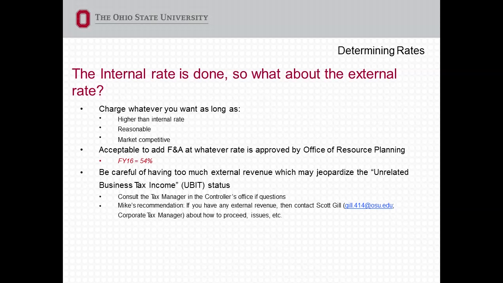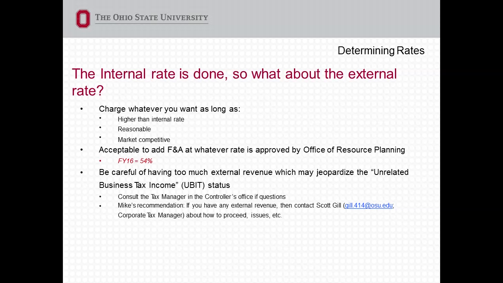So a couple quick slides before we go through this budget template. Now that the internal rate is done, what do you do for the external rate? You want to make sure you charge higher than your internal rate. You can't charge external people lower. It wouldn't be allowable to OSU, and it would make NIH mad, because you'd be giving someone who possibly is not paying with federal funds a lower rate. You want to make sure it's reasonable and market competitive.